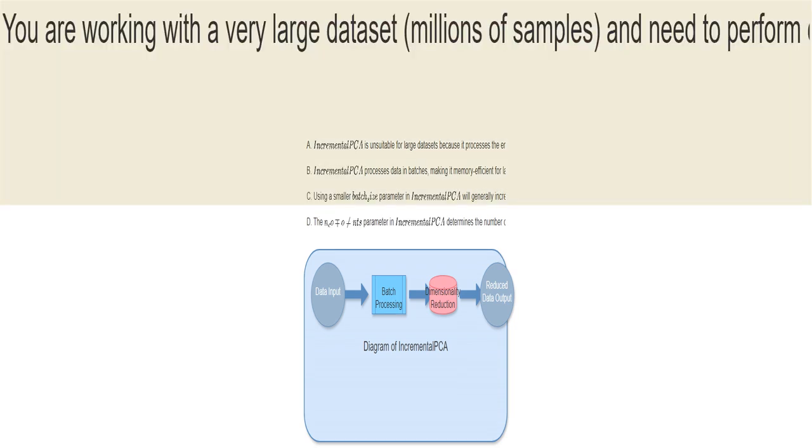I'm dealing with a massive dataset, millions of data points, and I'm using IncrementalPCA from the Sklearn library to reduce its dimensions. That's like trying to organize a huge pile of papers into neat folders, making it easier to find the information I need. The question asks me to identify the correct statements about IncrementalPCA and its effectiveness in this case.